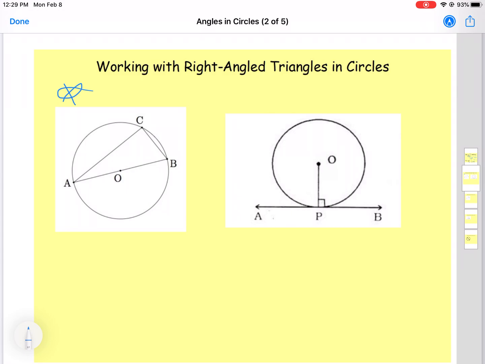Now, the main thing about these diagrams, there's a couple of things we'll notice from previous investigations with circles. So in this case, we know that AB is known as the diameter. Okay, so we looked at that before when we looked at area and circumference of circles. So AB is the diameter.